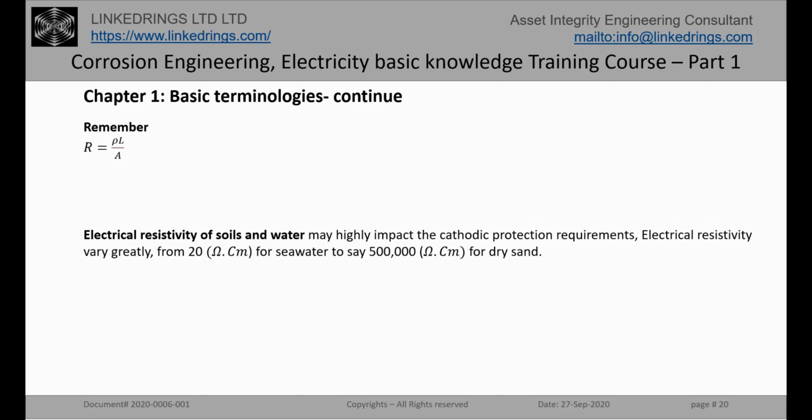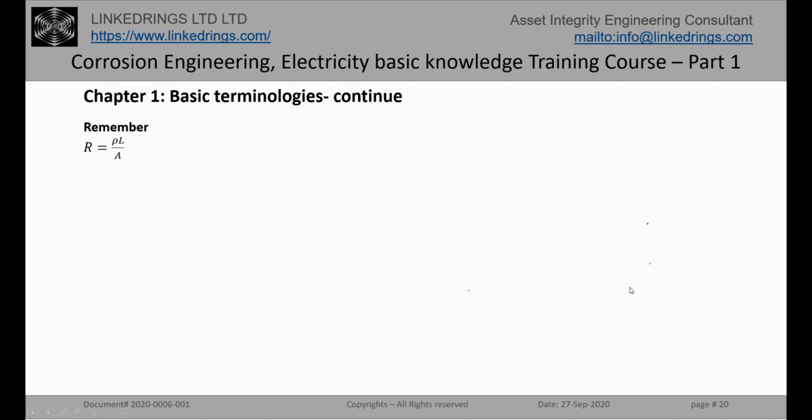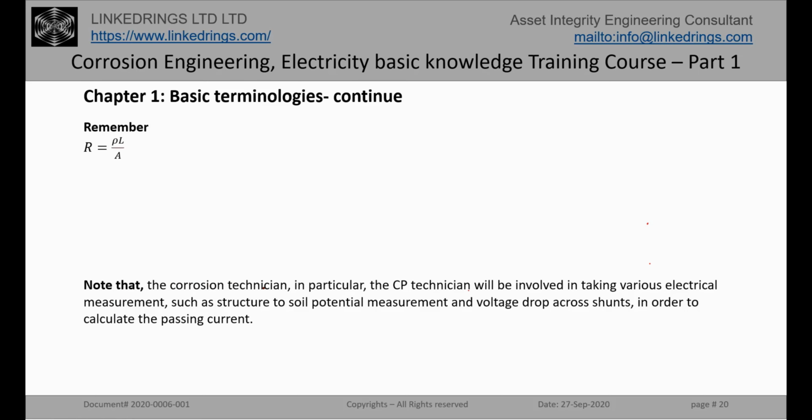Electrical resistivity varies greatly. It could be, for example, 20 ohm centimeters for seawater. This is a good conductor. It could go to a very high value of 500,000 ohm centimeters for dry sand. Note that the corrosion technician, in particular the CP technician, will be involved in taking various electrical measurements, such as structure-to-soil potential measurements and voltage drop across shunts in order to calculate the passing current.